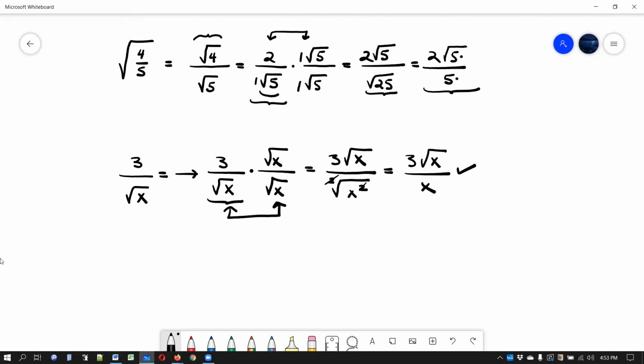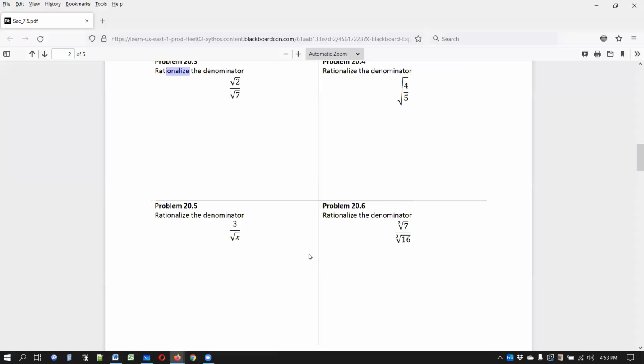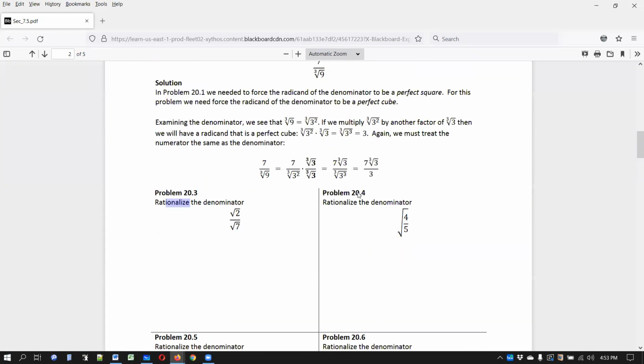And just as in the previous example, this x does not simplify with that because the denominator is outside of the radical, the numerator isn't. So this is my final answer for that particular problem. Okay, so these are the cases dealing with a single term as your denominator. So this is the first case.